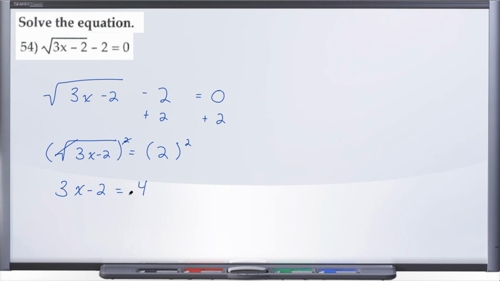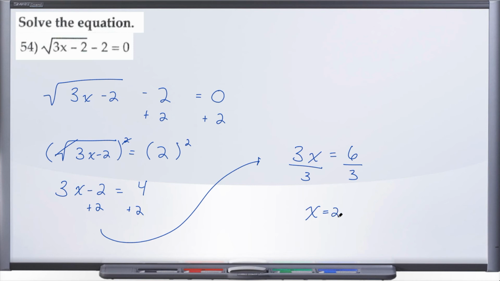And now we just have a basic linear equation here where we need to solve for x. So let's go ahead and add 2 to both sides. I'll move this up over here. So we end up with 3x equals, well, 4 plus 2 is 6. And then lastly, solving for x now, we'll divide by 3, and so x equals 2.